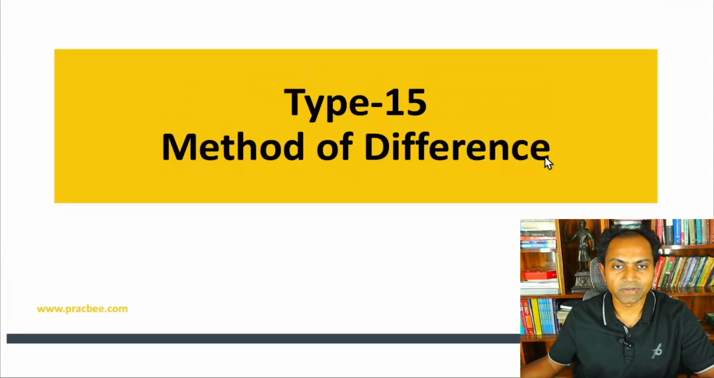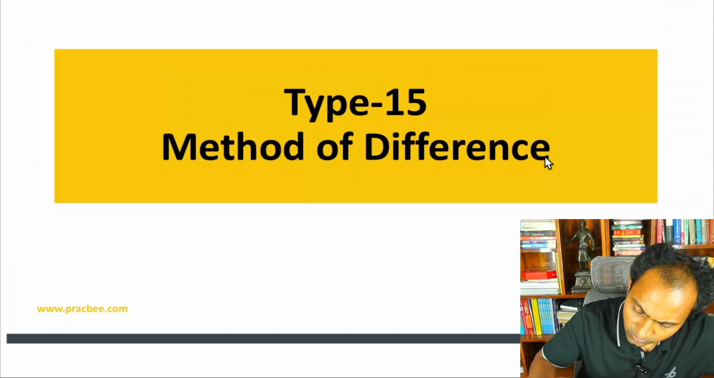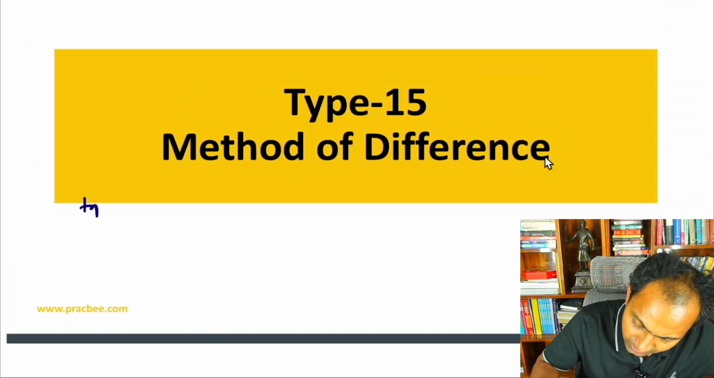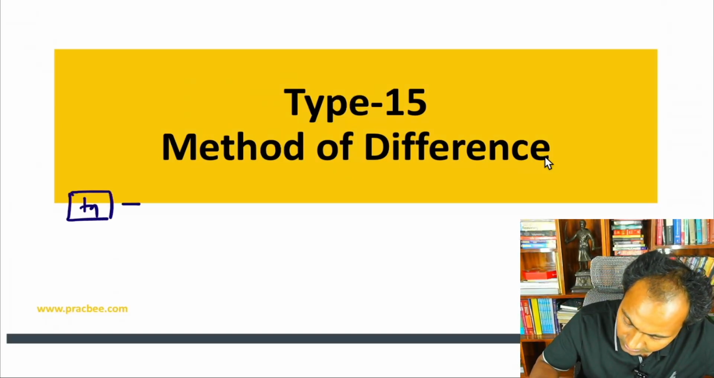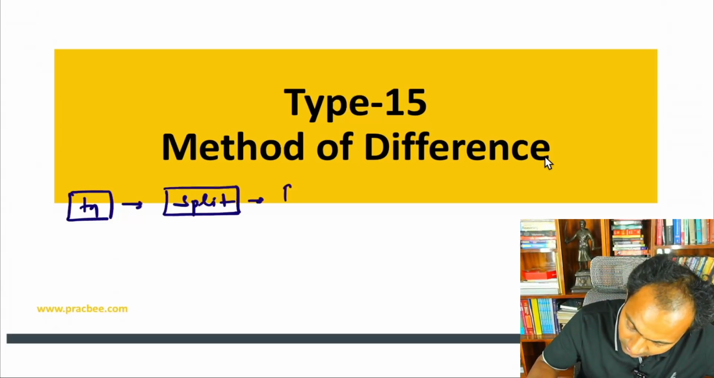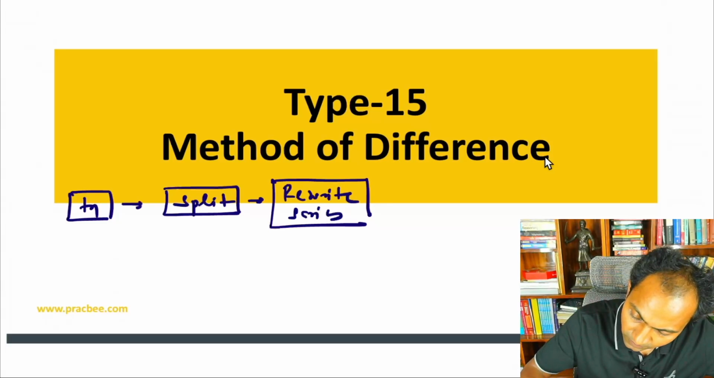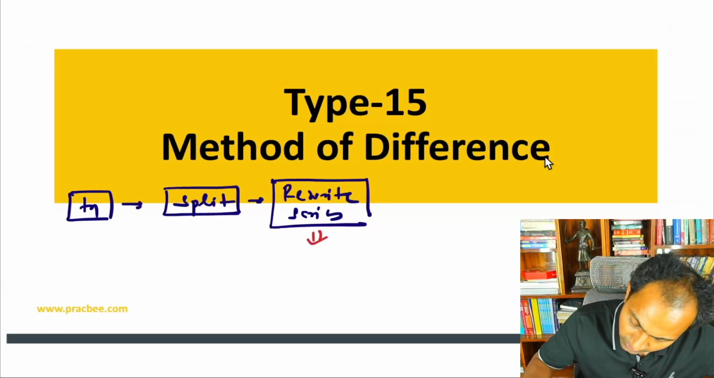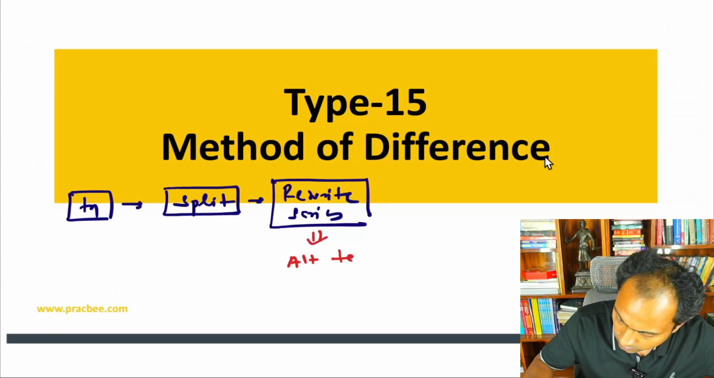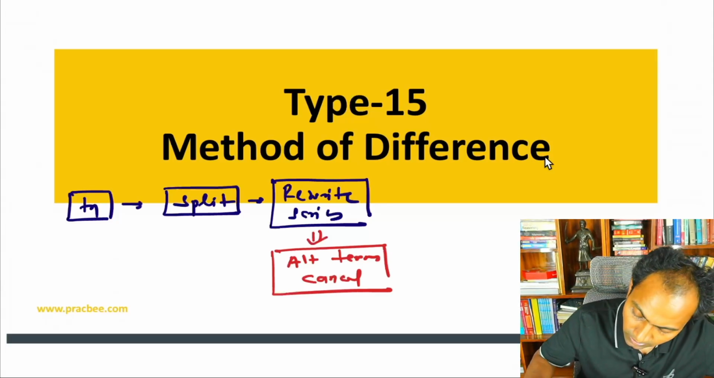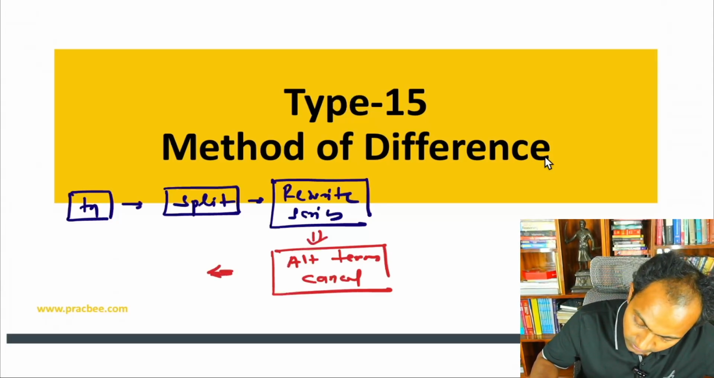Now next problem type, that is type 15, is based on the concept known as method of difference. Now in such kind of question, the steps are like this. First we'll write the Tn or the nth term. We'll split it. Then we are going to rewrite the series. After doing this, what will happen is alternate terms will get cancelled out. And ultimately we will be able to get an answer.